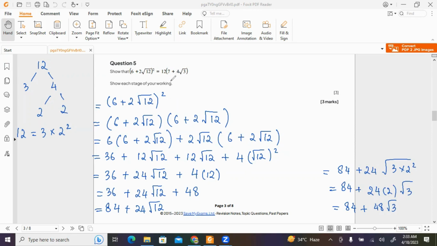Now over here, they were taking 12 common. Oh yeah, so we can rewrite this very easily. If we take 12 common, it's going to be 12 times 7 plus 4 root 3. Yeah, so it's the same thing.